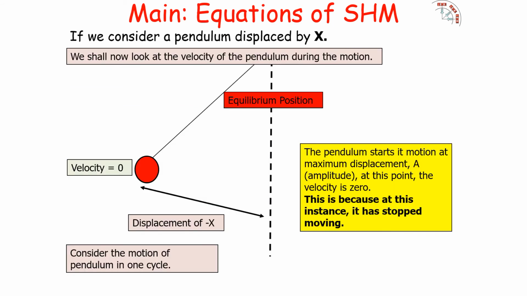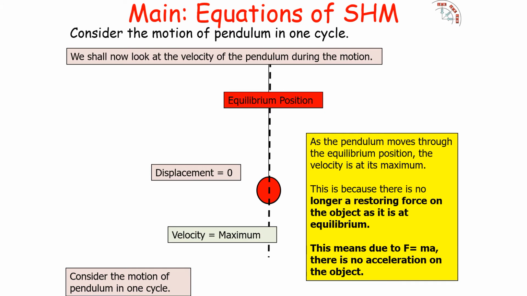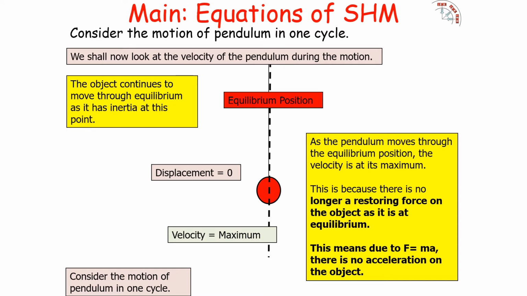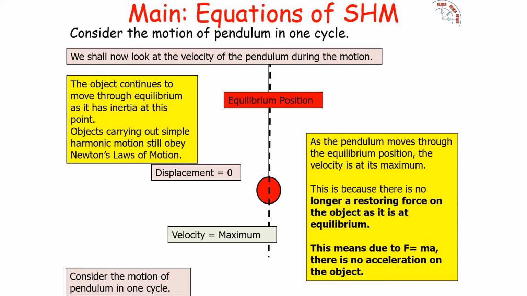If we consider a pendulum displaced by x, we know that we've got a velocity of 0 at the maximum displacement, because at this instant the oscillator has stopped moving. As the pendulum moves through the equilibrium position, the velocity is at its maximum. This is because there's no longer a restoring force on the object as it's at equilibrium. So due to F equals ma, there is no acceleration on the object. The object continues to move through equilibrium as it has inertia.